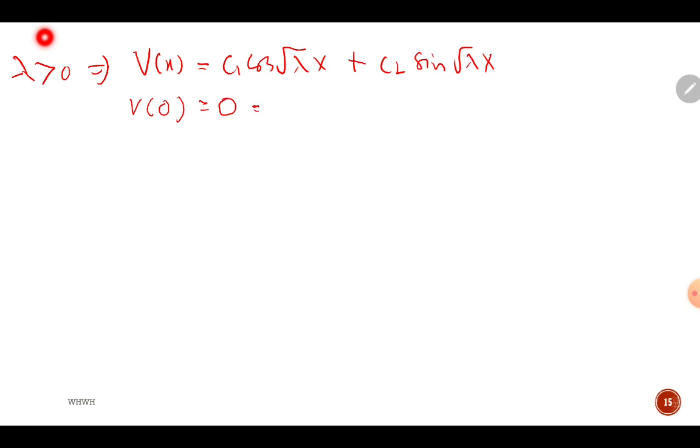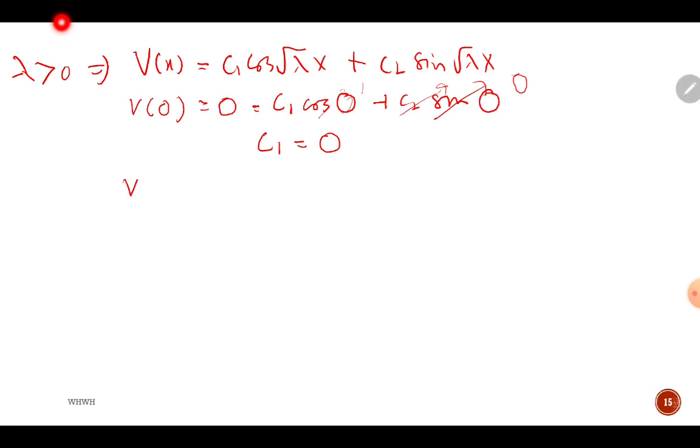Maksudnya kita gantikan into this equation x equals to 0. So we have sine, cos, definitely everything turned out to be 0. Okay, cos 0 lah maksudnya. And then plus C2 sine, lambda ni pun gone, sine 0. So sine 0 we know is equals to 0. So gone together dengan C2. And this one cos 0 is 1 kan. So dari sini kita dapat C1 is equals to 0. So dapat dah value C1 is equals to 0.